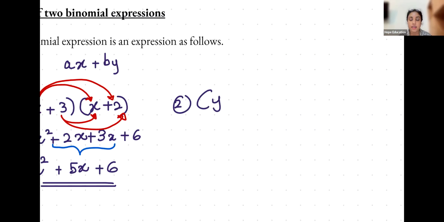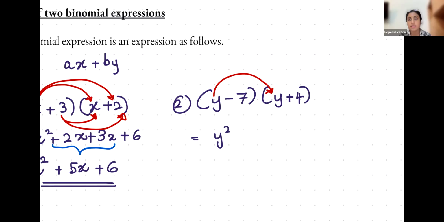y minus 7 times y plus 4. So we know the drill already. Y multiplied by y. Y multiplied by y means y squared. Here plus, here plus. So plus multiplied by plus, answer is also plus. Then y multiplied by 4 means 4y. Here this is plus, here also plus. So plus times plus, answer also plus.